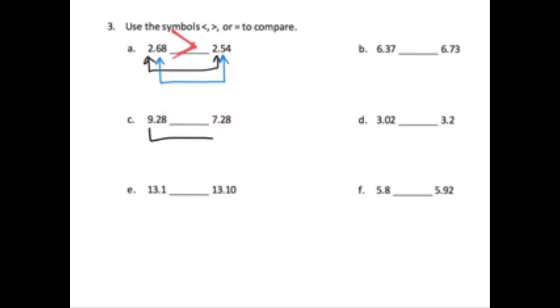Oh, if we want to go right here, boy, case closed immediately. We're comparing the ones place with the ones place, and we see that 9 is larger than 7, we're done. We can immediately know that 9.28 is larger than 7.28.